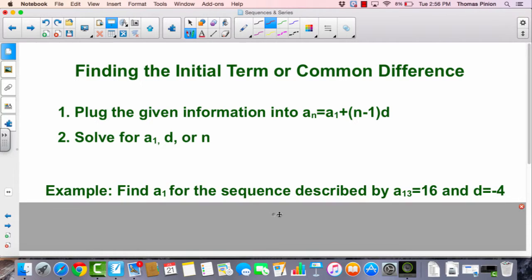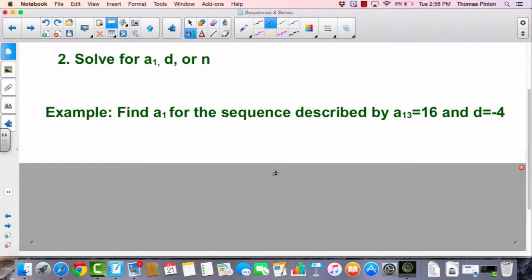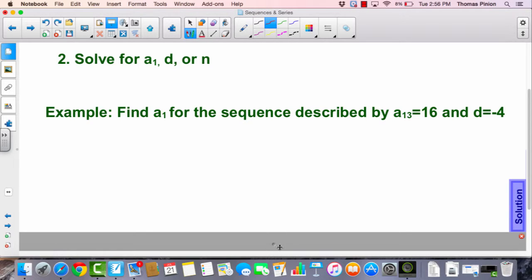Okay, so for example here, let's look. Find a sub 1 for the sequence. As soon as it says to find it, it means you don't know it. So let's write a sub 1 equals question mark, for the sequence described by a sub 13 equals 16. Now that a sub 13 is your a sub n, so n is going to be 13. And your common difference d is negative 4. Now let's write out that explicit formula, plugging this stuff in.